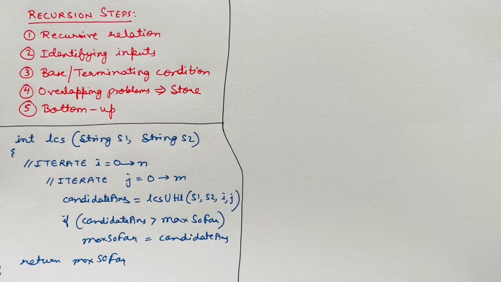Our main method will call this recursive method for all pairs of i and j. We will get the answer for that i and j, and then we will keep track of the maximum length, the maximum answer that we have seen so far. And then finally we will return the maximum length seen so far.